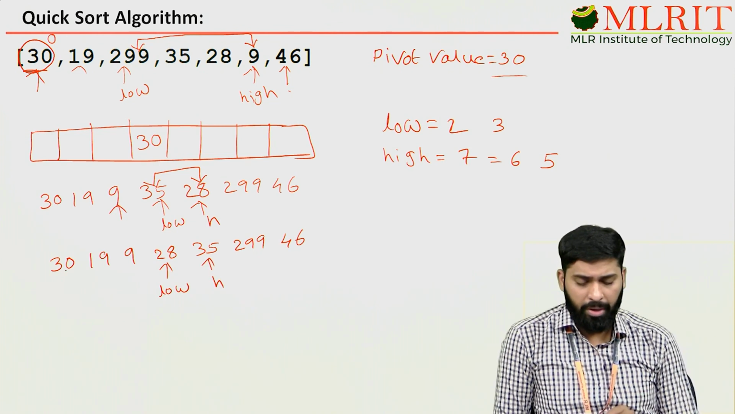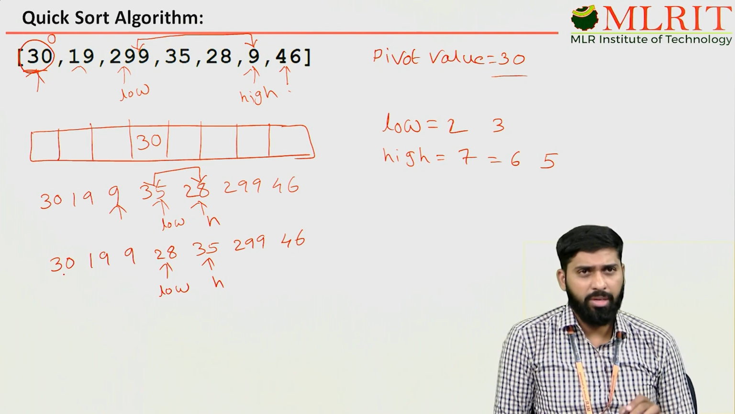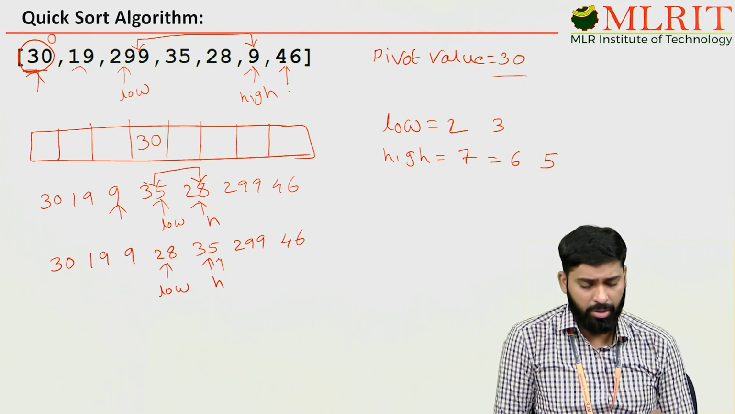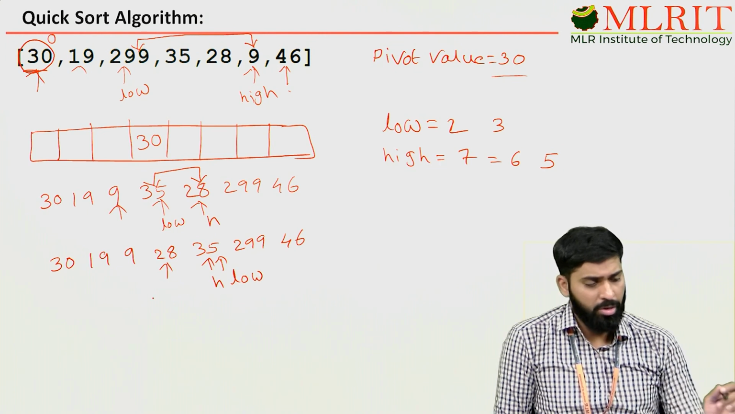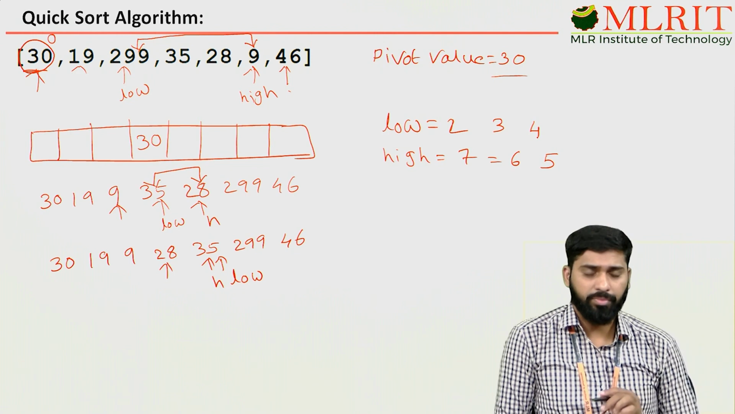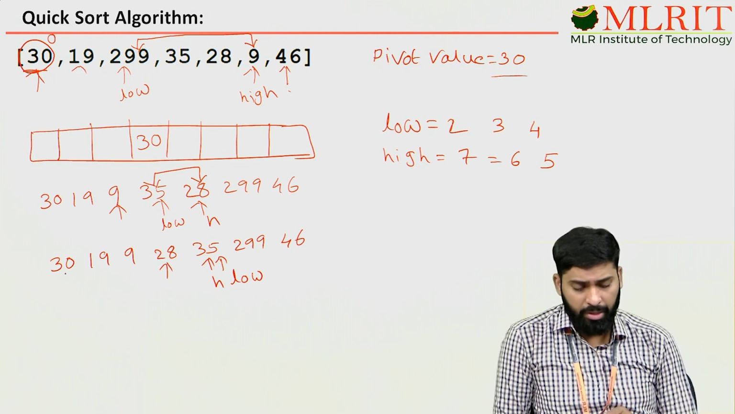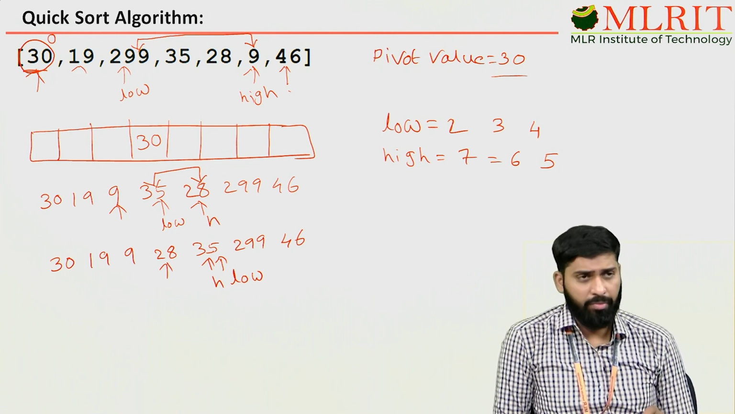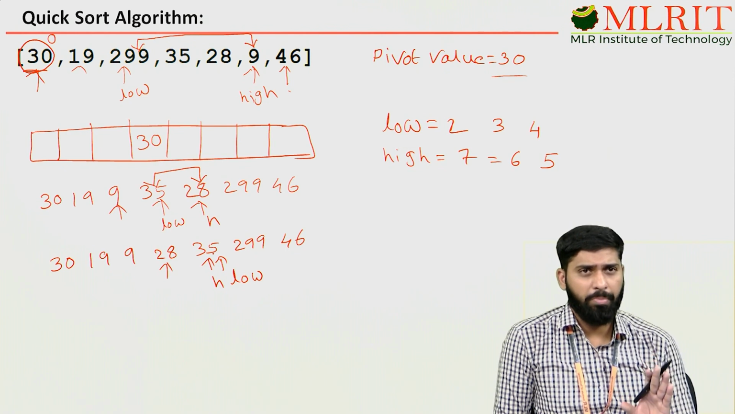Now again you compare 30 with 28. Yes, it is less than. So increment low. So now this is low. So what is the low value? Low value is 4. And you compare 30 with 35. So 35 is greater. So stop here.